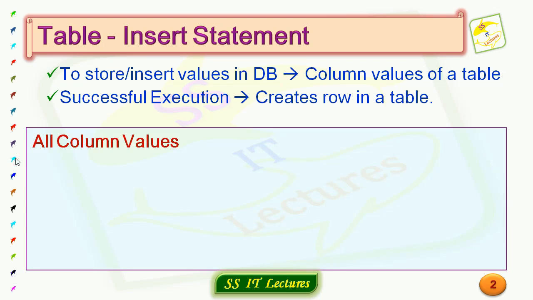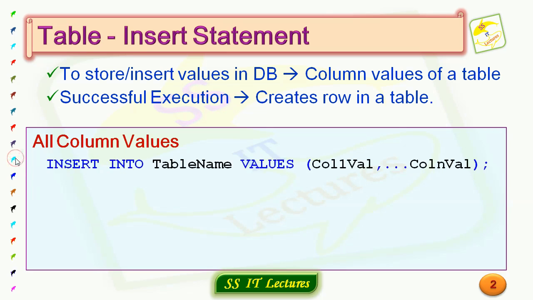If you want to enter values for all the columns in a table, then the syntax of an insert statement is: insert into table name values, followed by a bracket. Within the bracket, we have to specify the list of column values separated by commas. Here, the order of column values should match the order of columns in the table. Column 1 value corresponds to the first column of a table. Similarly, column n value corresponds to the last column of a table.